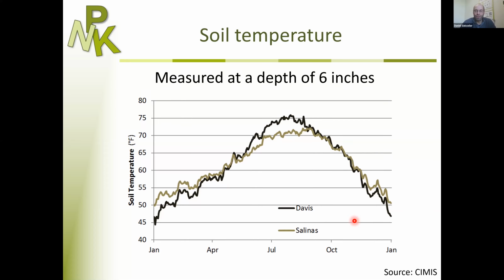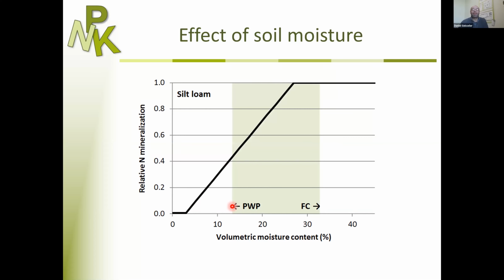Soil moisture is also very important. Here I show an example for a silt loam. On the horizontal axis, we have the volumetric moisture content, and the area I shaded here is between field capacity to the right and the permanent wilting point to the left. So this is the water content important for plants. And the vertical axis, that's just a relative measure.